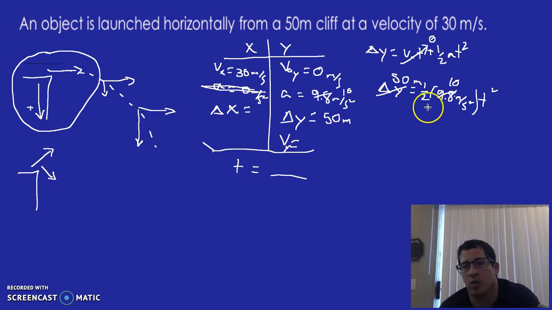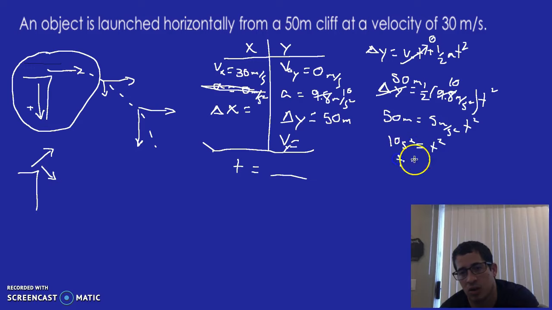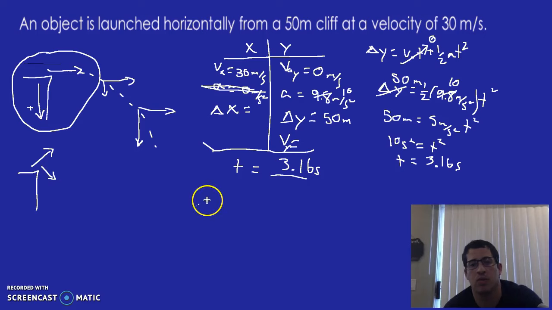Alright, and so when we're solving this, we have 50 equals 1/2 times 10 times t squared, or 50 meters equals 5 meters per second squared times t squared. We divide that over, 10 seconds squared equals t squared, so t would be equal to the square root of 10. That means t would be equal to 3.16 seconds. Okay, we can take that here. We can use that to solve for how fast it's going to be moving when it hits the ground, and also how far away from the cliff it will hit.